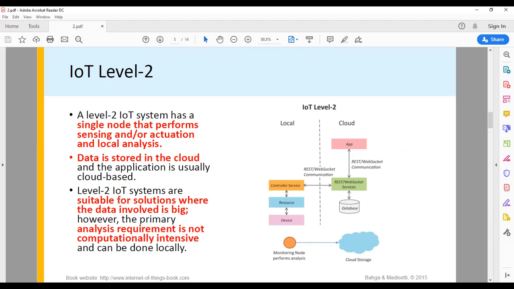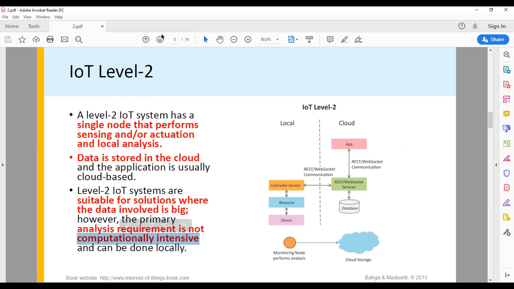IoT level systems are suitable for solving problems where the data involved is big. However, the primary analysis requirement is not computationally intensive. In level 2, the computational requirement is less, but the data capacity is higher. That's why they move to the cloud side.